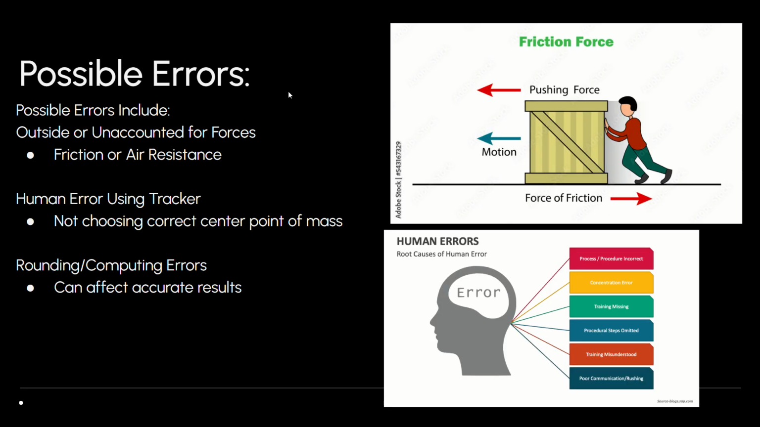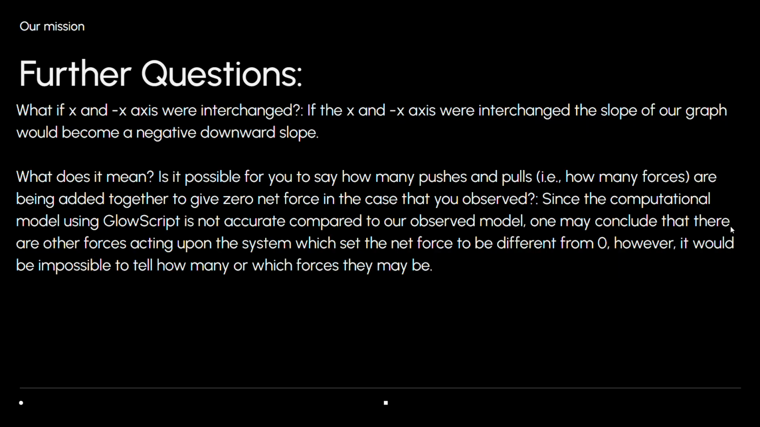Some of the different possible errors include outside or unaccounted for forces such as friction or air resistance, human error using Tracker, which is not choosing the correct center of mass, and rounding or computing errors, which can affect accurate results. Some of the further questions that one may have: what if the x and negative x axes were interchanged? If the x and negative x axes were interchanged, the slope of our graph would be completely the same, just in a negative downward slope.